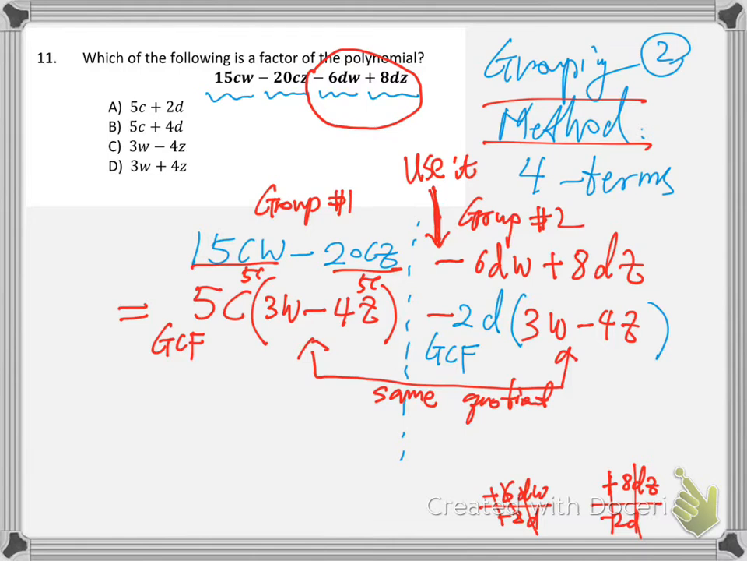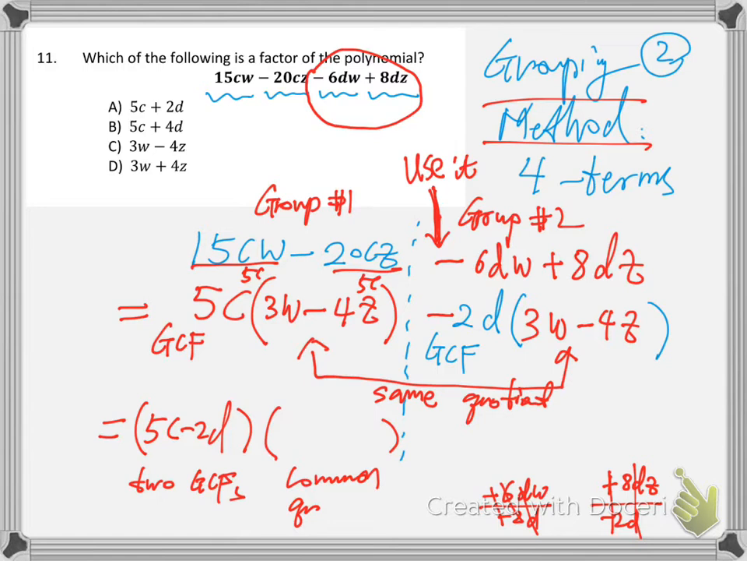Finally, we just put the two GCFs together and then put the common quotient here. The two GCFs are 5C minus 2D, and the common quotient is 3W minus 4Z. So that's the grouping method. We look at two groups separately and then factor out the GCF. You will get the same quotient. Let's look at another two examples.